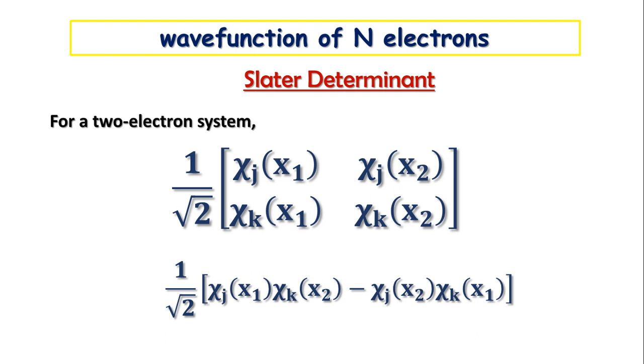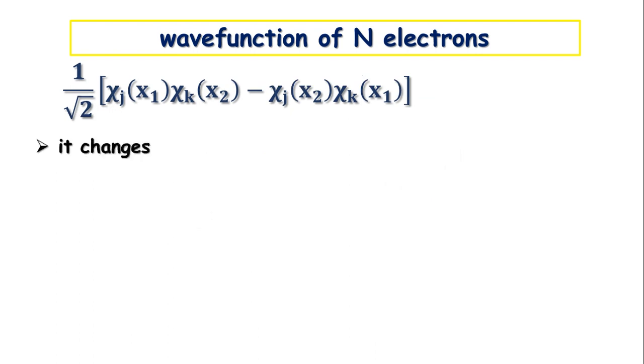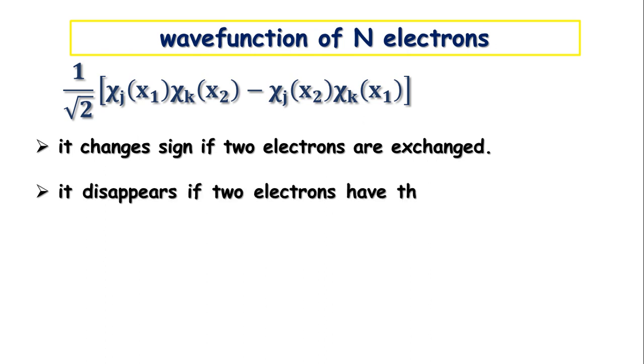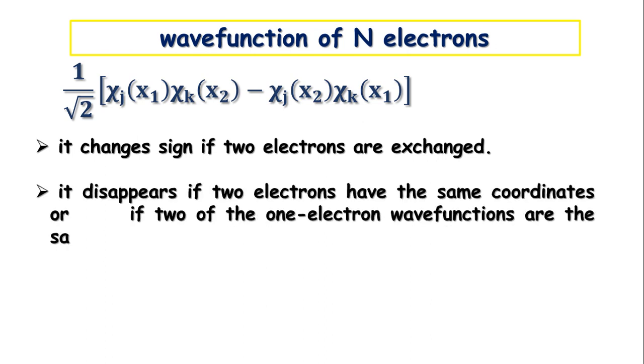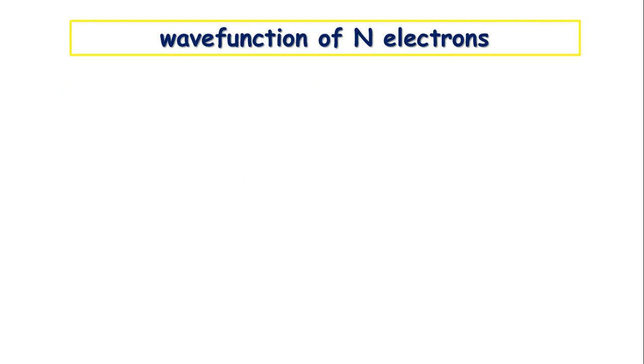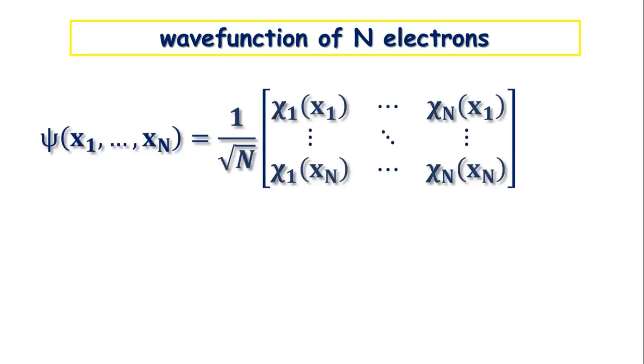So, this expression has several advantages: it changes sign if two electrons are exchanged. Then again, it does not distinguish between electrons, and it disappears if two electrons have the same coordinates or if two of the one electron wave functions are the same. This means that the Slater determinant satisfies the Pauli exclusion principle. For an n-electron system, the Slater determinant is simply an n cross n matrix with normalization factor 1 over root n. Now, in any interesting system, the electrons interact with one another.